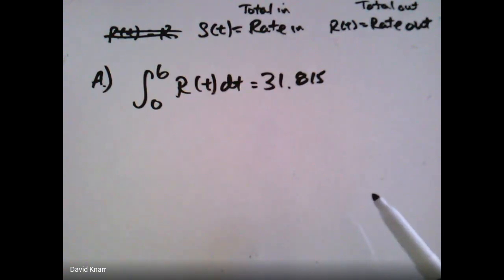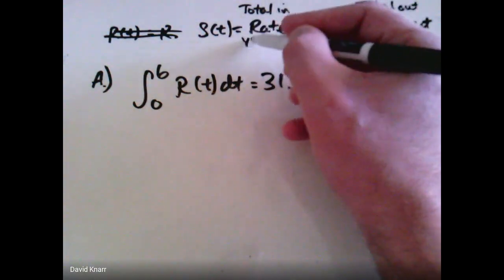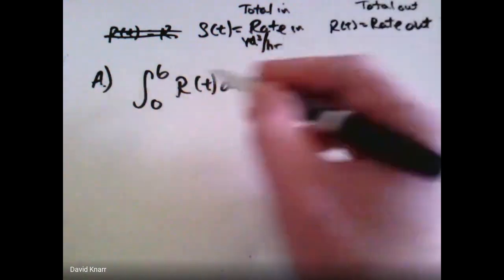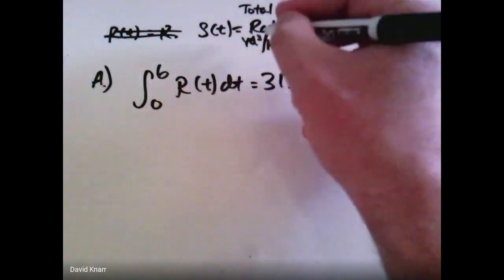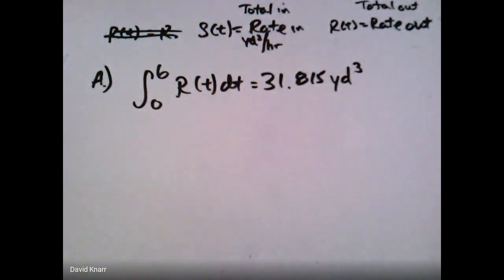And you're asked to give the units. Well, in the question, it says that both R and S have units of cubic yards per hour. So if I integrate the rate, I get the total. The total must be in cubic yards. Now, you do have to give the units there. They're worth points. That's why they're telling you to give them.